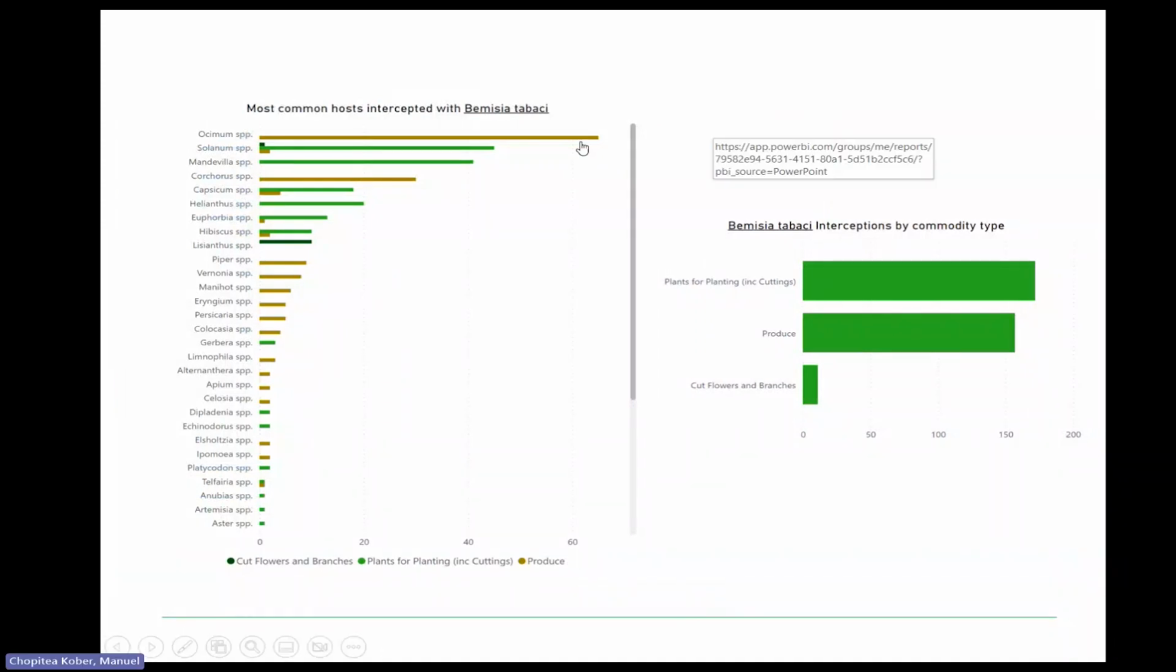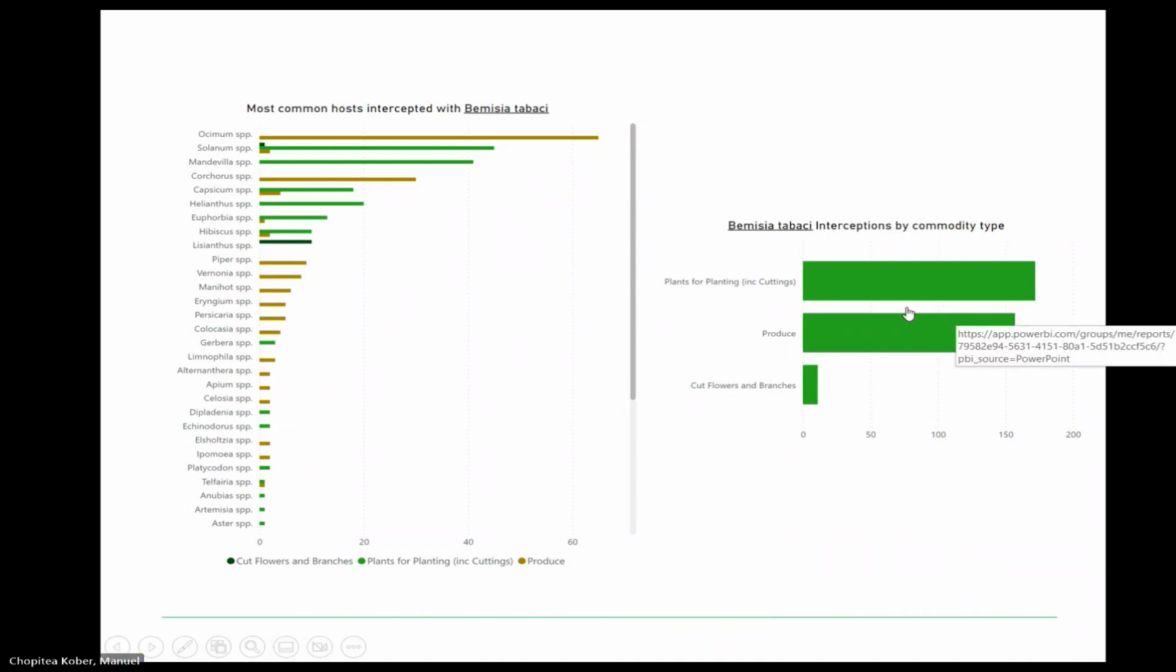And here on commodity, we see it on basil, produce especially, and this is Bemisia tabaci, the whitefly again. And a lot of interceptions on plants for planting, that is probably from the Netherlands as well. And here are the stats of which ones are plants for planting more than produce.